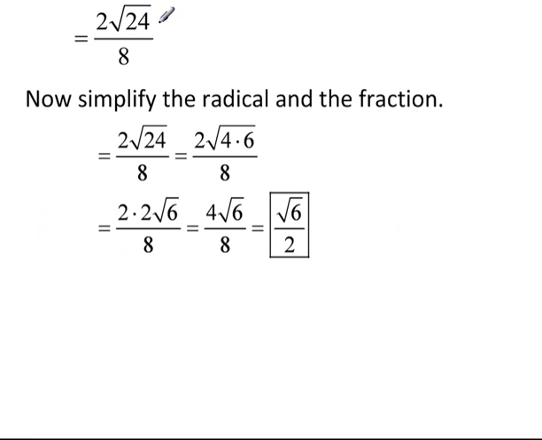But of course we're not done, because we can simplify this square root. That 24 has got to go. 24 is 4 times 6. We know the square root of 4 is 2. And 2 times 2 makes a 4 on the outside.